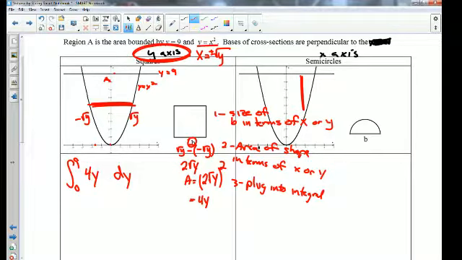Why do we keep using the square root? Because that's just the function we're given. It doesn't give us y in terms of x squared. Yes, but this one was in terms of y, because it's perpendicular to the y-axis. So we had to put this in terms of y.